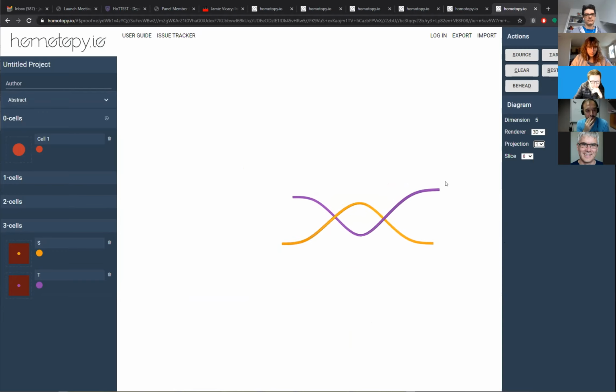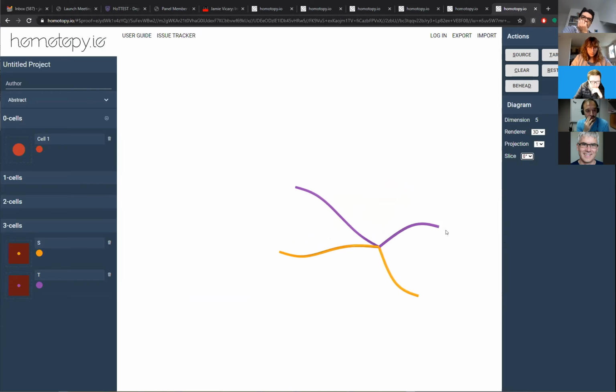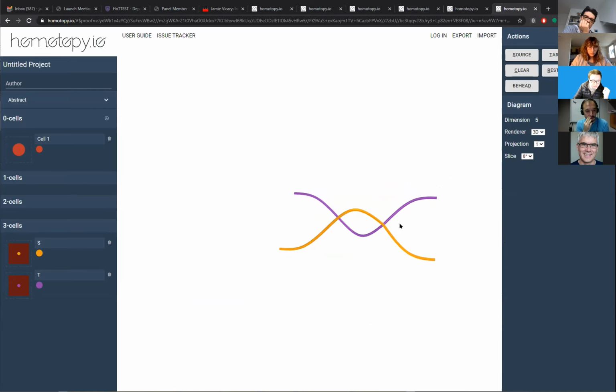Okay, so we start with the double braid. We modify the double braid, so these guys are actually touching in this 3-dimensional representation. Of course, there's one dimension being projected out, you see, so they're not really touching.